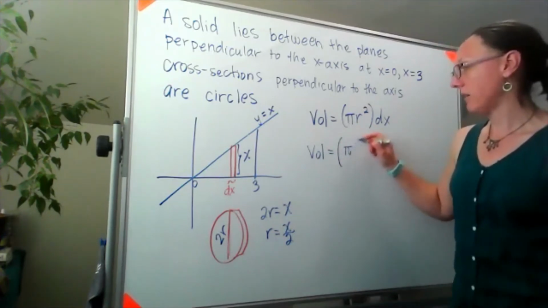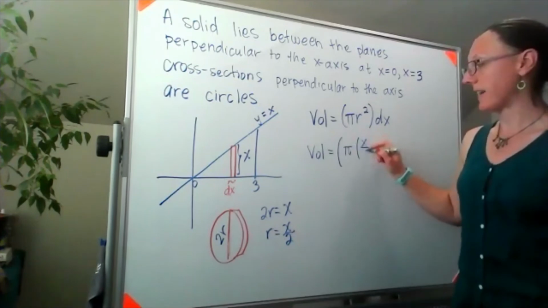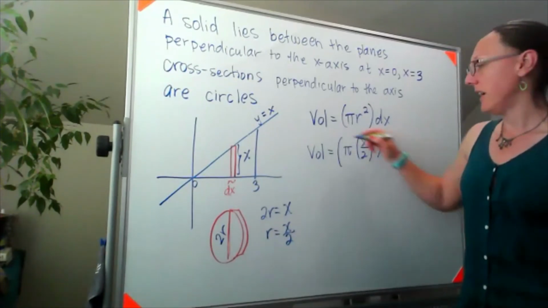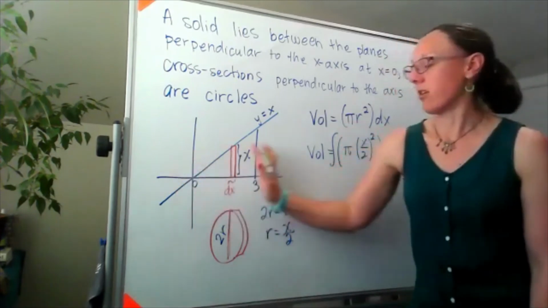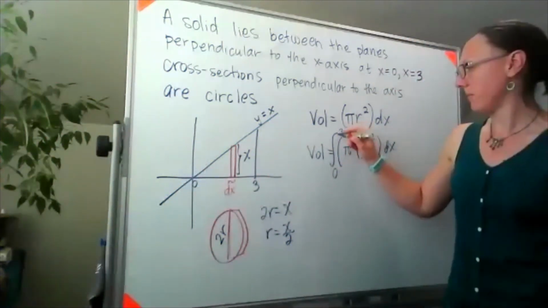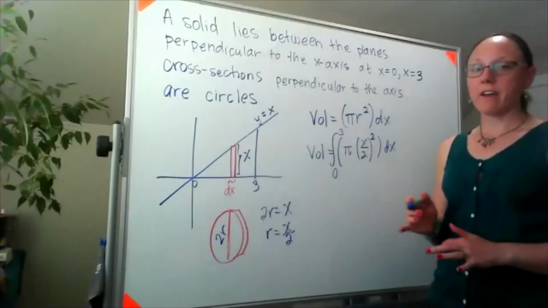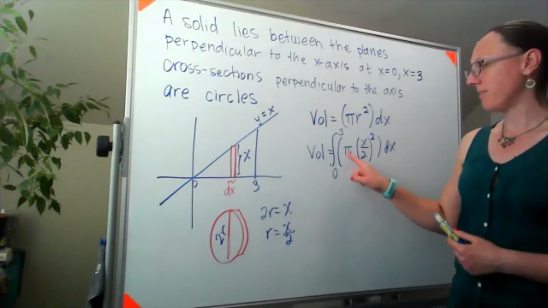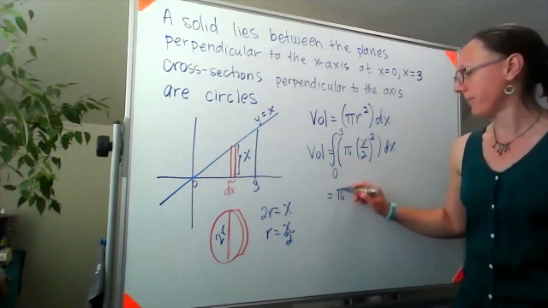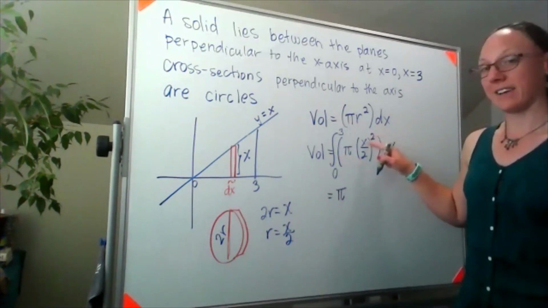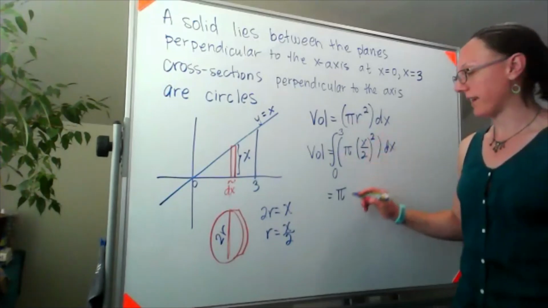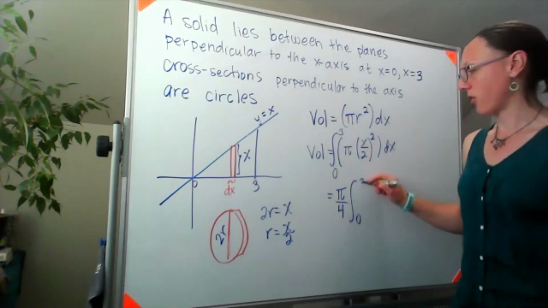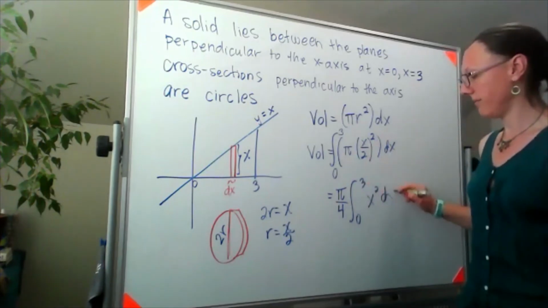Now I can plug that into our cross-sectional volume. So I have pi, my r is x over 2, that whole thing would be squared, dx, and we'd be integrating these from 0 to 3. And if we only have to set it up, I would definitely quit there. If you had to actually evaluate this, I'd pull the pi out in front, and then I'd think about this as x squared over 2 squared, or we'd be dividing by 4, integral from 0 to 3, x squared dx.